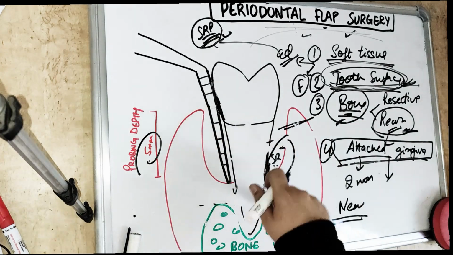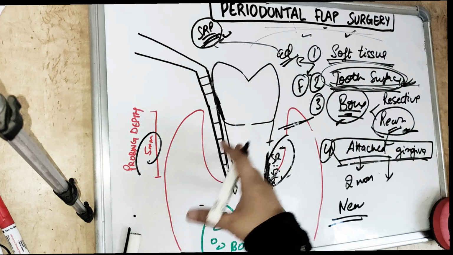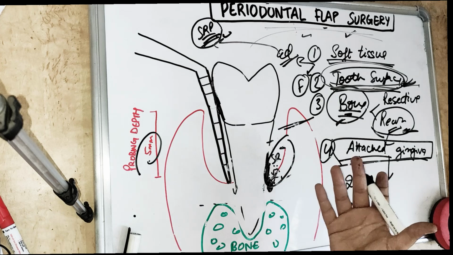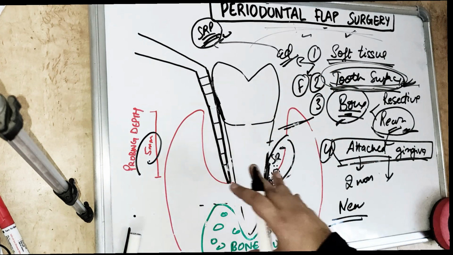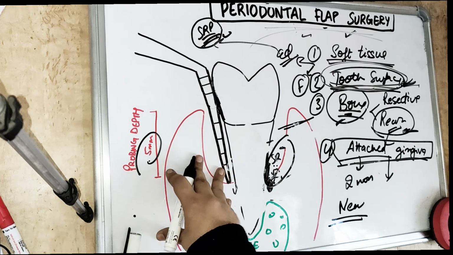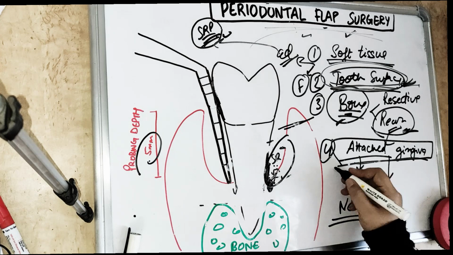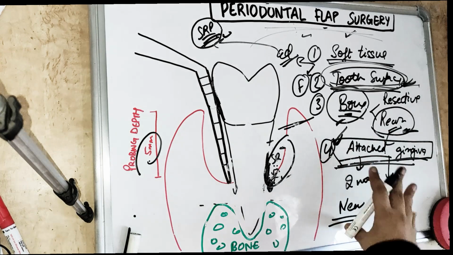Also, if you are removing the tooth side pocket, then you have to see whether you are going for extraction, hemisection, as we have already covered in the resective surgical procedures, or root resection. So the choice of your procedure depends on the pocket depth, on the mucogingival junction, and also on the adequacy of the attached gingiva.